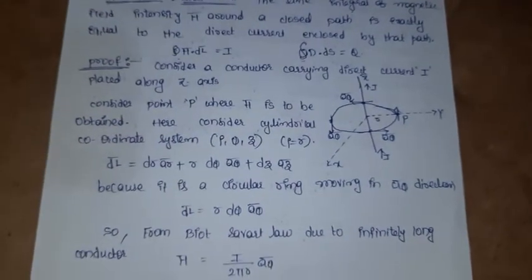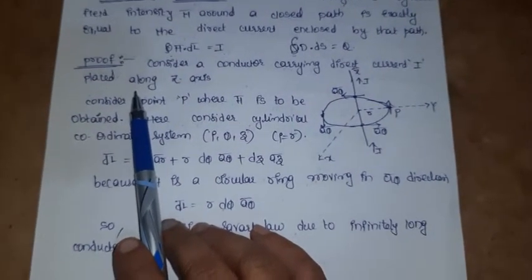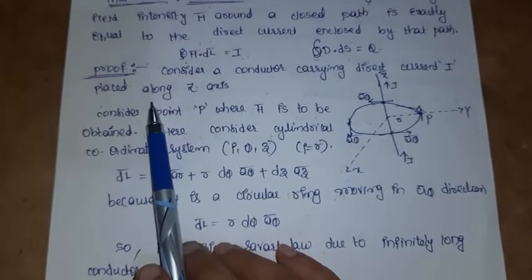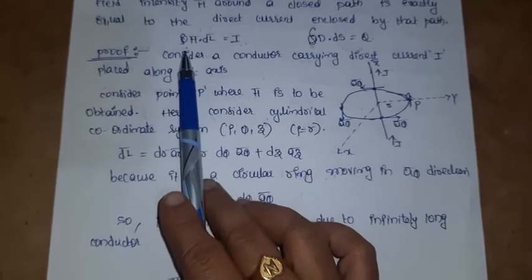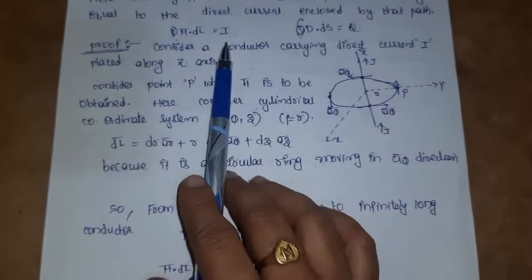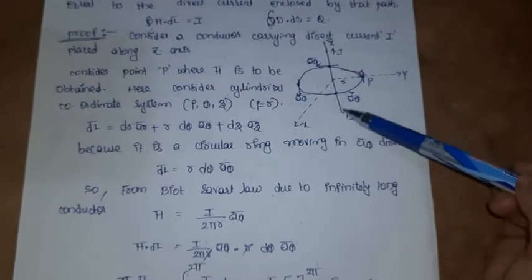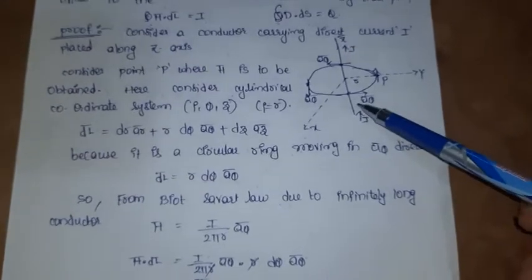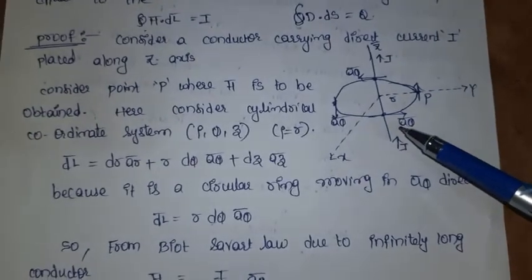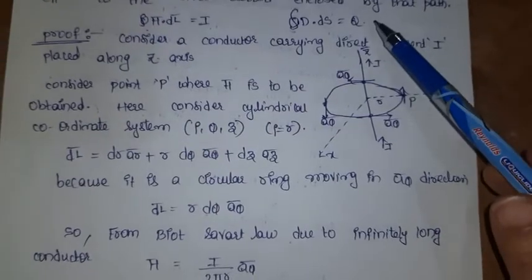So here I am entering into the derivation of Ampere circuit law, that is, the proof of Ampere circuit law. I want to prove how the closed line integral H dot dl is equal to I. Just consider a current carrying conductor. What is the type of current flowing? Direct current is flowing. A current carrying conductor of infinite length is placed along the z-axis.